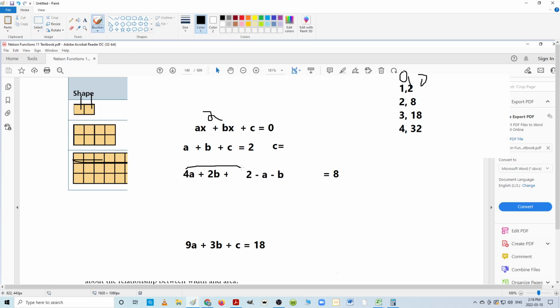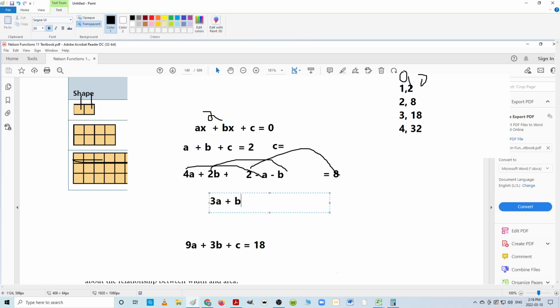Now let's resolve that. 4a minus 1a, 2b minus b, and we'll send the 2 over here. So suddenly I get 3a plus b is equal to 8. Let's find an equation that b is equal to. Well, we know now that b is going to be equal to 8. Oh yeah, and that's 8 minus 2, because I got to bring the 2 over. So it's 6, which means b is equal to 6 minus 3a.